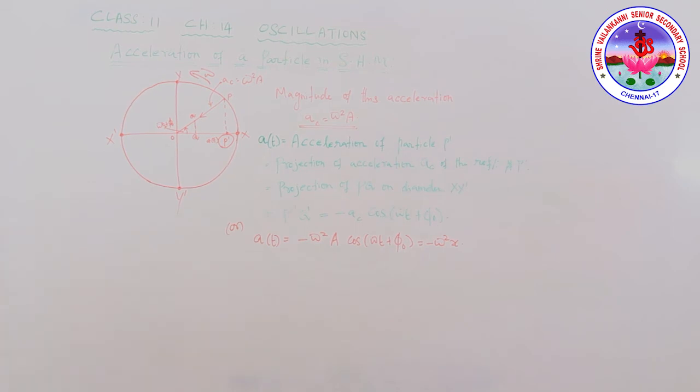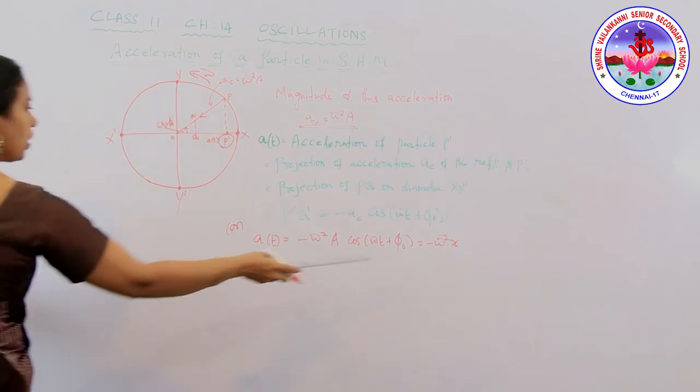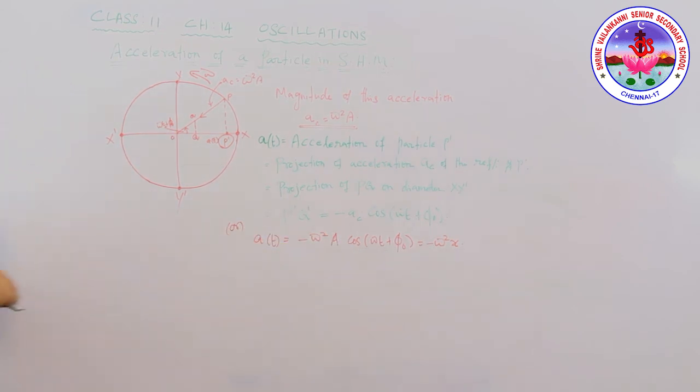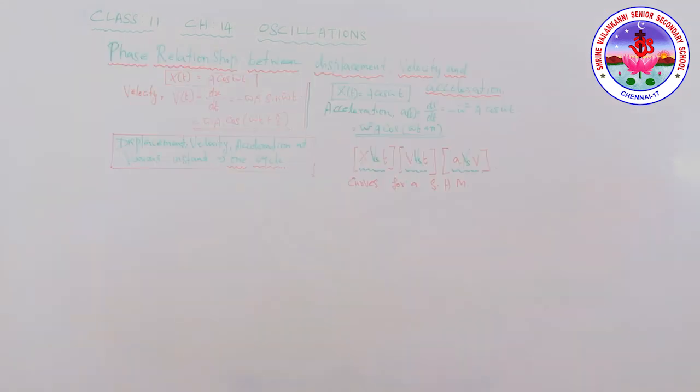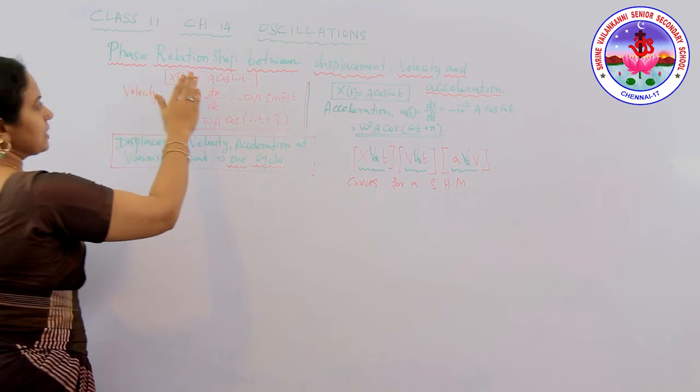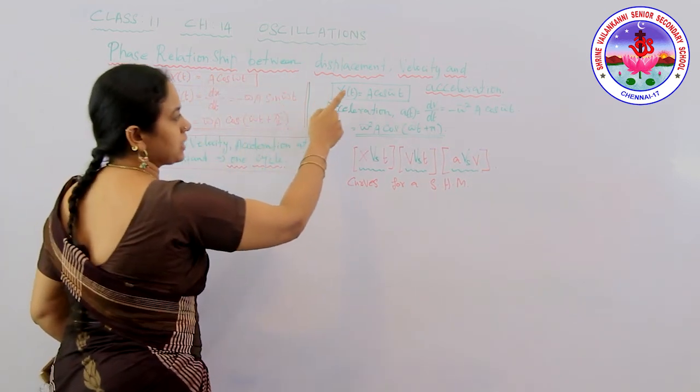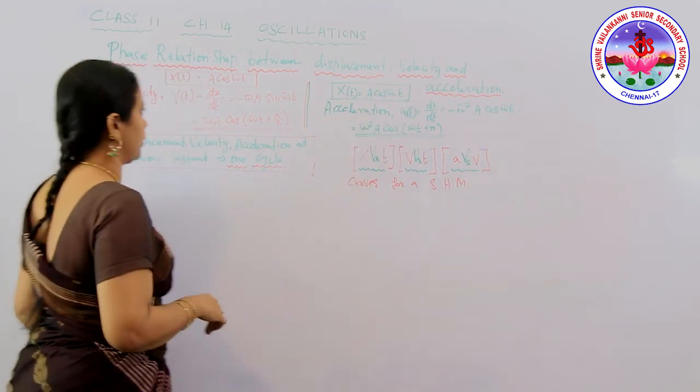So this shows that the acceleration of the particle in SHM is proportional to the displacement from the mean position, and it acts in the opposite direction of the displacement. Right, children? Now, the phase relationship between the displacement, velocity and the acceleration.